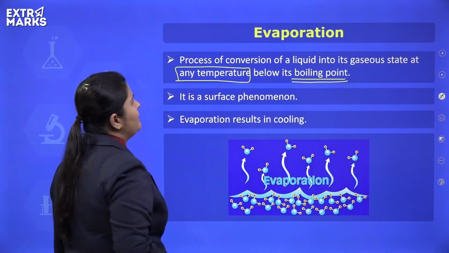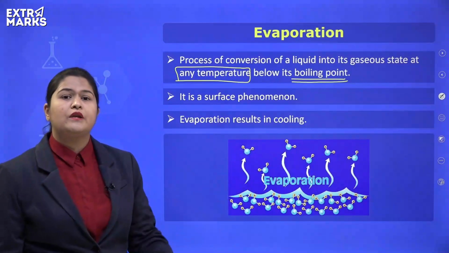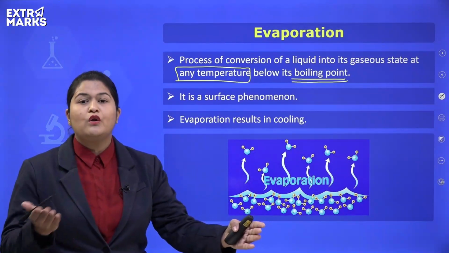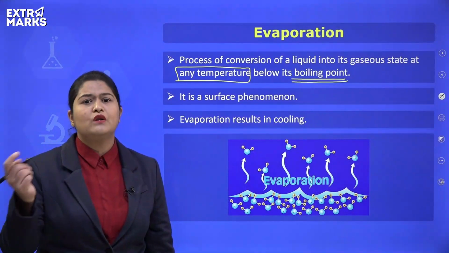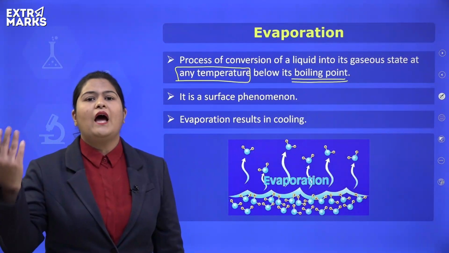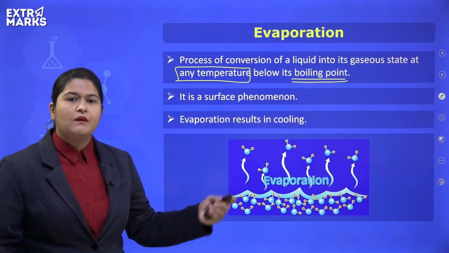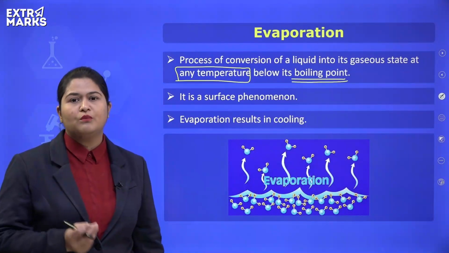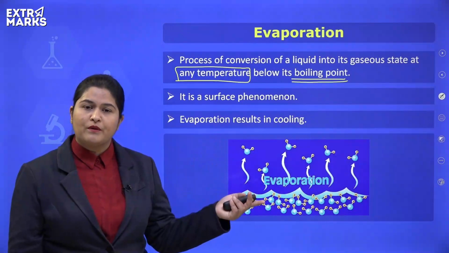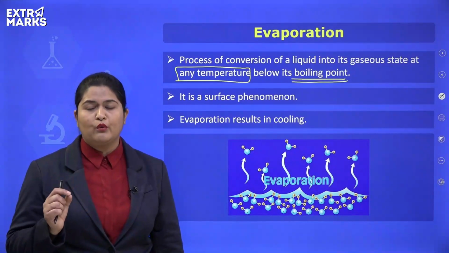Just one requirement is there, that the temperature should be below the boiling point of the liquid, because if the temperature reaches up to the boiling point of the liquid, the process will not be labeled as evaporation. In that case, we will say that the liquid is boiling, because at that specific temperature, the liquid will actually start boiling. So evaporation is nothing but the name given to the process of conversion of a liquid into its gaseous state, its vapor state, at any temperature below the boiling point of the liquid.